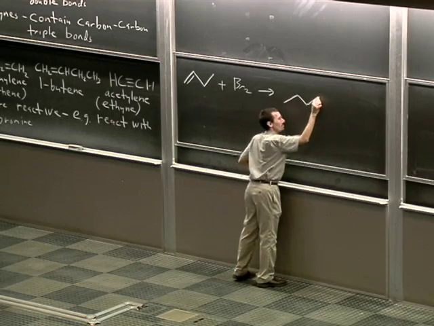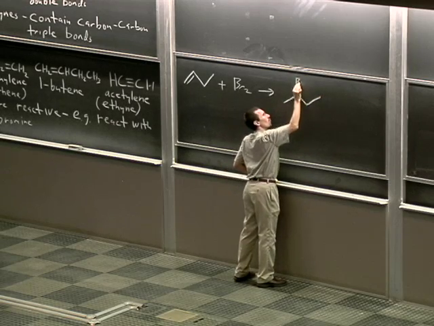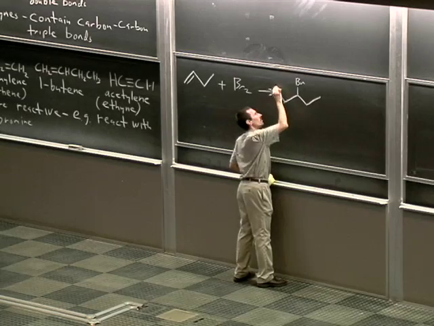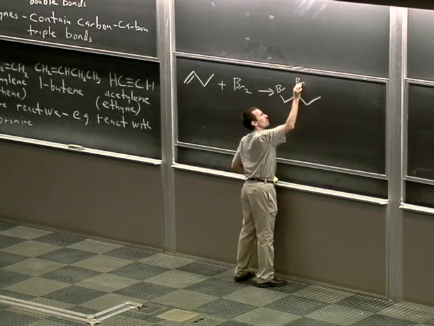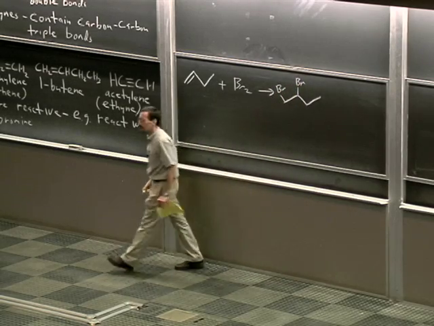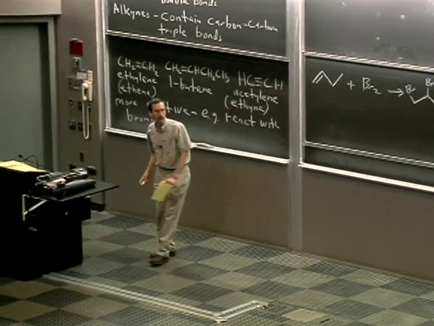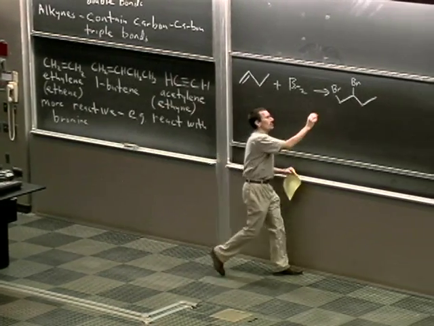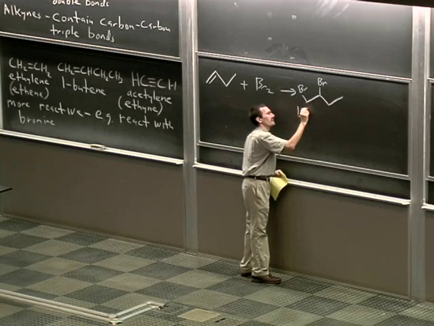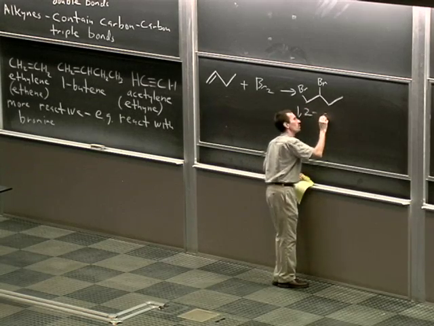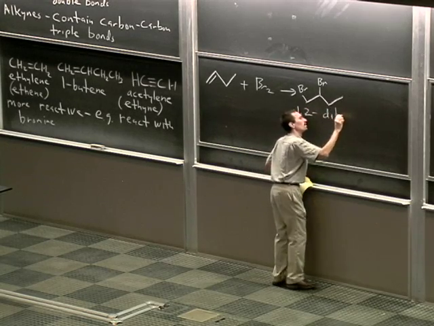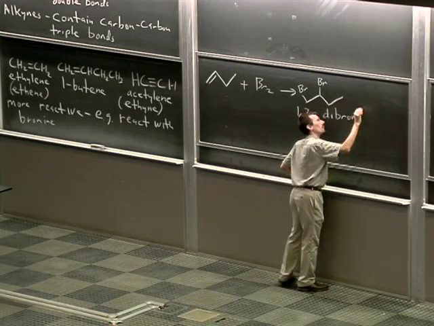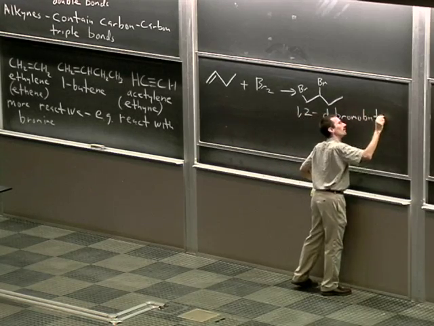And so, for example, 1-butene would react to form 1,2-dibromobutane. I'll write out the name, and again, don't sweat right now about the names. You're going to see these more later on.